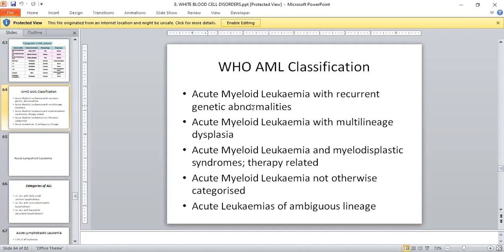We have acute myeloid leukemia with recurrent genetic abnormalities, then AML with multilineage dysplasia, AML with myelodysplastic syndromes or therapy related, AML not otherwise categorized, or AML of ambiguous lineage. You can't place this one in the others; on this one, it doesn't have signs that are ideal for any of the groups.